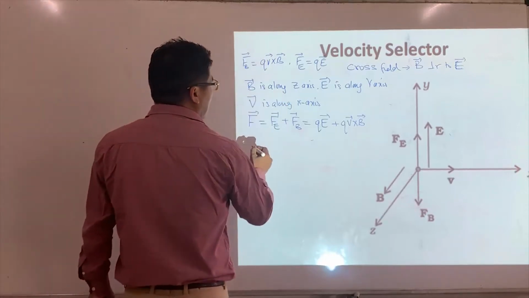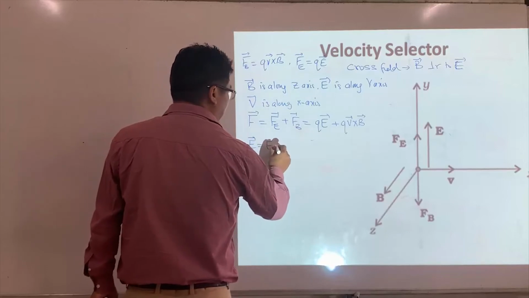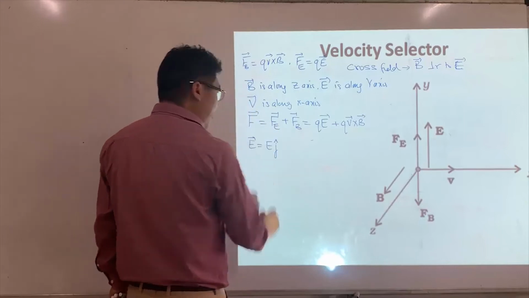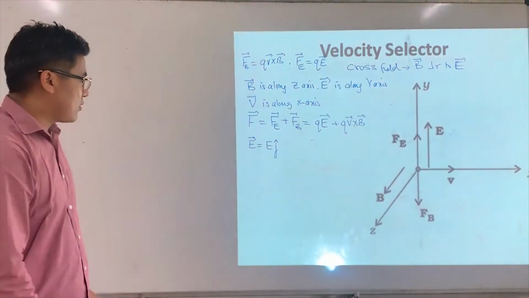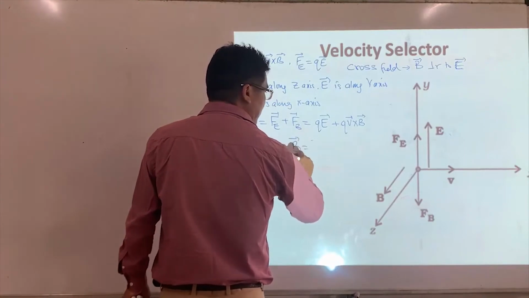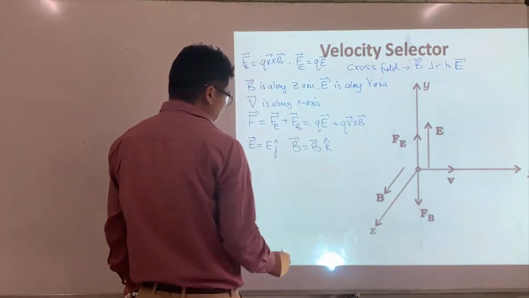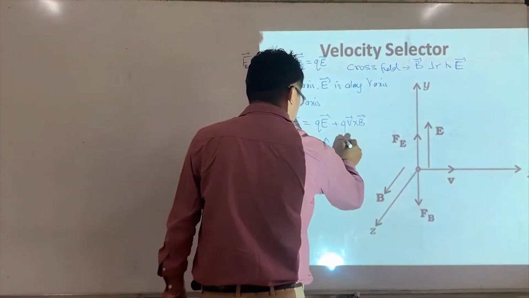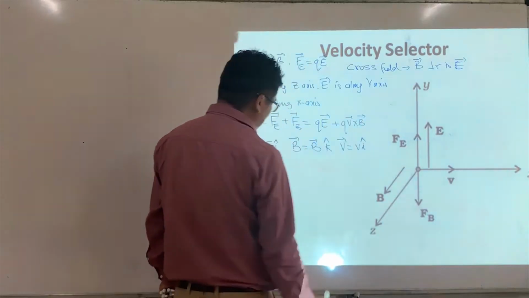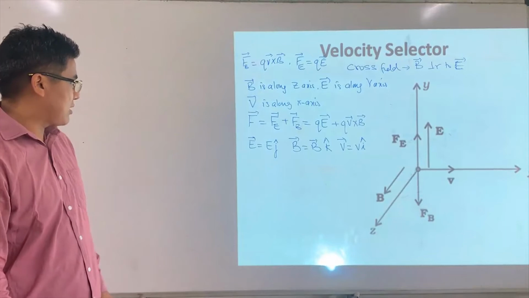What about the direction of the electric field? The electric field is along the y-axis, and y is the j cap unit vector, right? And what about the magnetic field? The magnetic field is given by k cap. What about velocity? Velocity is represented along the x-axis. This is the unit vector notation, right?